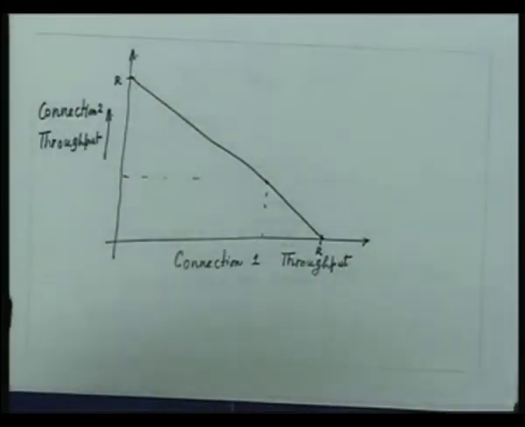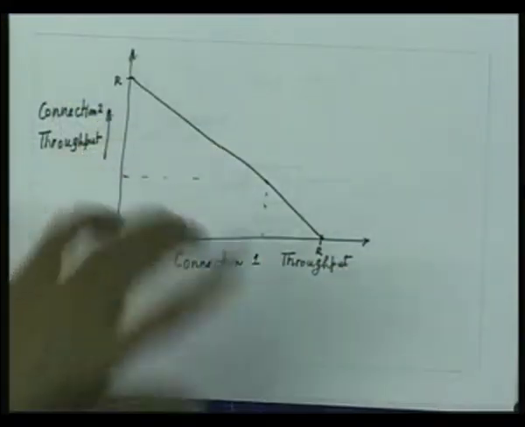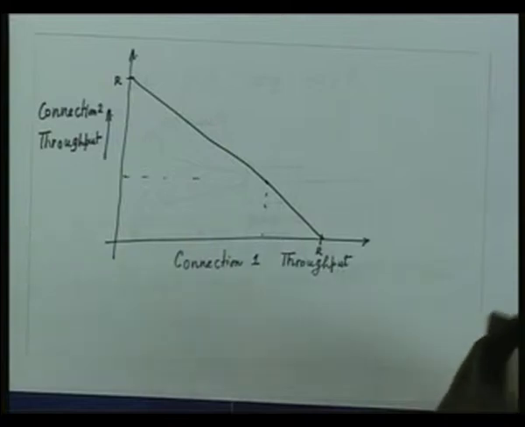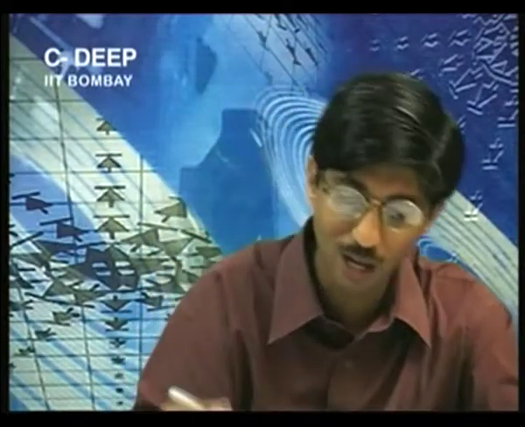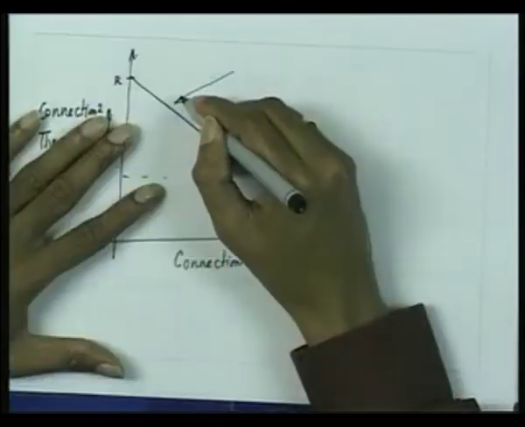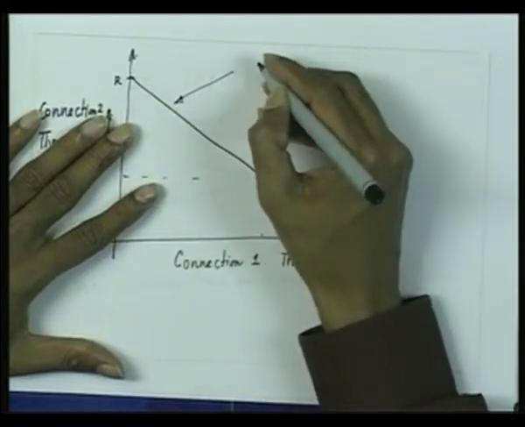So therefore this is the line. If the point lies on this line, that is, if the connection 1 and connection 2 throughputs point lies on this line, then we can say that a link is fully utilized. One connection may be getting a higher throughput, another connection may be getting a lower throughput, but the sum of the two rates or the sum of the two throughputs is always equal to R. So this gives me a line which is getting full link utilization.